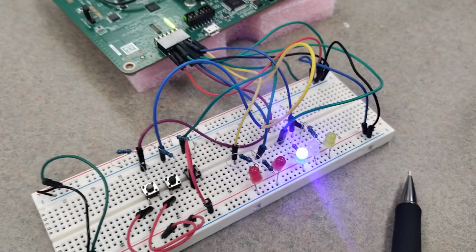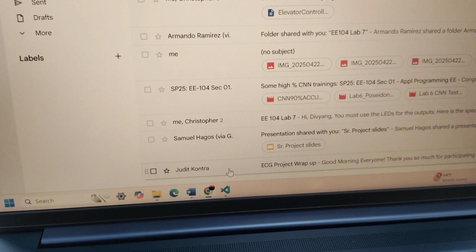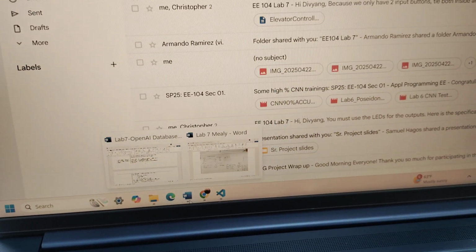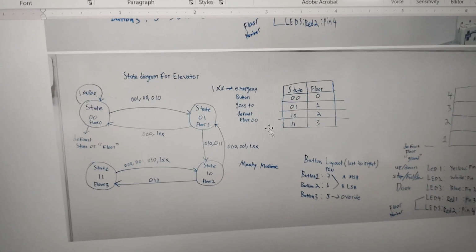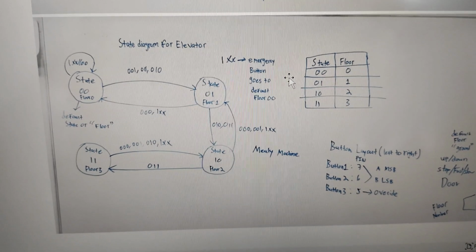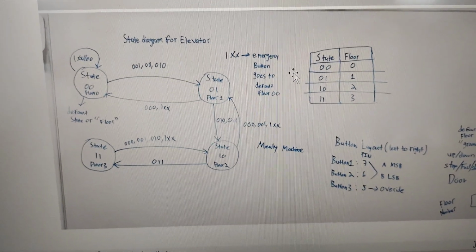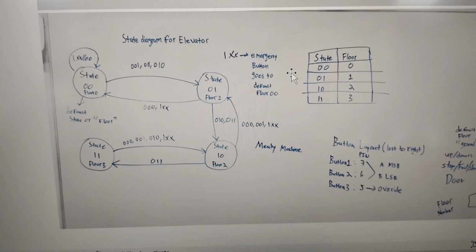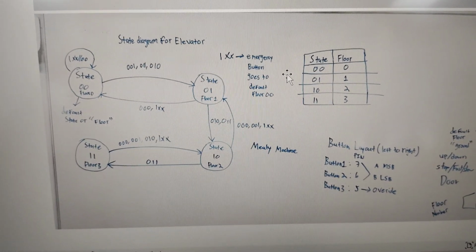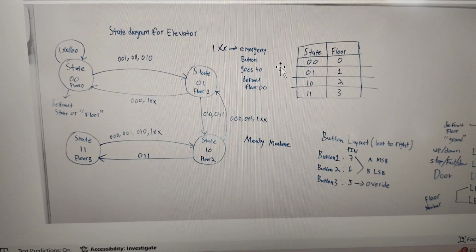And additionally, for this lab, we also created a Mealy machine, which is explained over here. As we can see, this is the Mealy machine that we have created. So 001 represents the different inputs that we have to put in order to get to the next state. So 001 is our first floor, 011 is our second floor, 010 is our third floor.